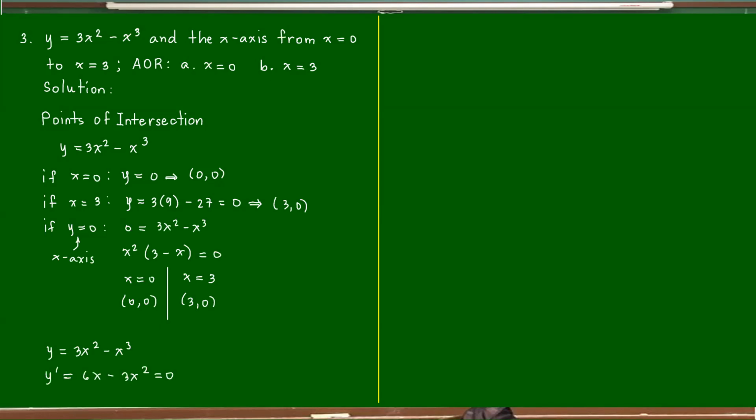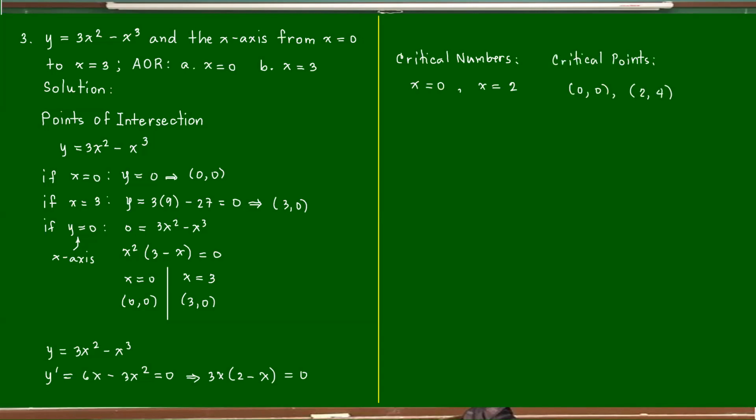So getting the first derivative, we have 6x minus 3x squared equating to 0. To get the critical numbers, we have 3x times 2 minus x equals 0. Hence, the critical numbers are 0 and 2. So critical points, when x is 0, we have 0. Then when x is 2, y is 4. So getting 2, 4, and 0, 0 as the critical points. Which of these 2 points is a relative min or a relative max, or neither?